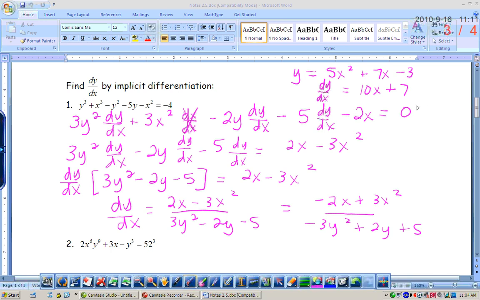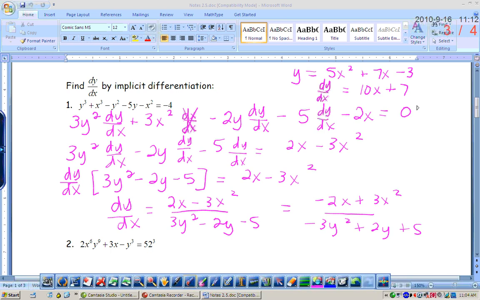So the bottom line is anytime you take the derivative of something other than x, you have to write dy dx. So what we're doing is we can't just write y prime? If you would rather write y prime, I'm okay with that.